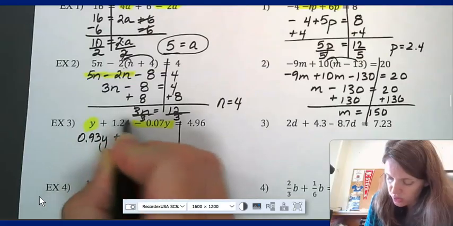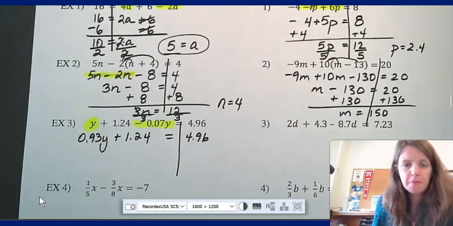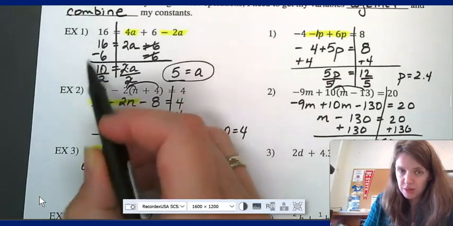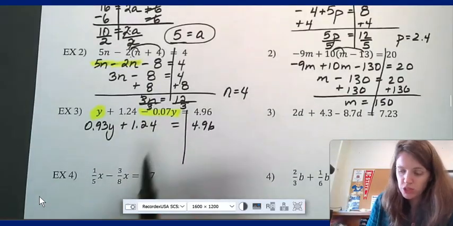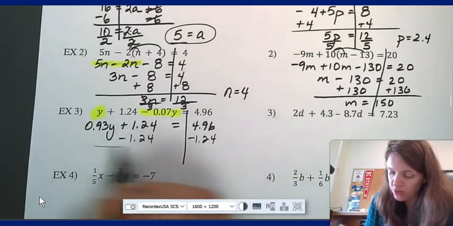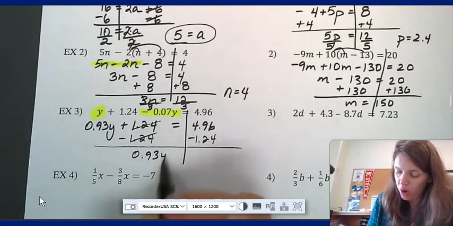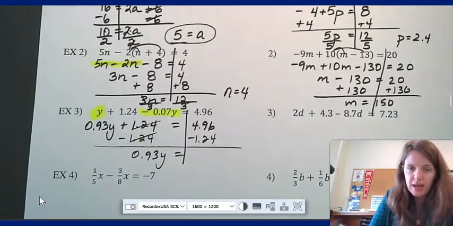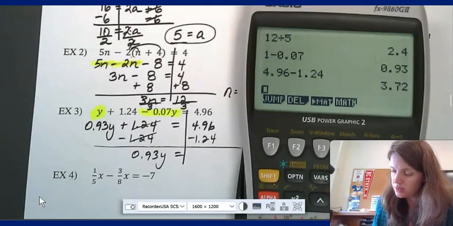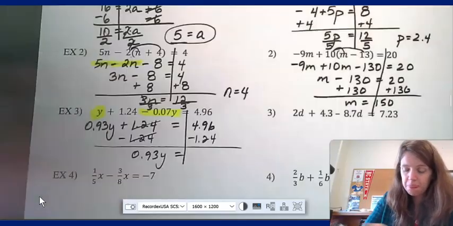And I still have, I didn't use this, so I'm going to do plus 1.24 equals 4.96. Just like when I had above a positive 6, so I used a negative 6 to move it to the other side. I have a positive 1.24, so I'm going to use a negative 1.24 to subtract it from the other side. These give me 0, and I'll just have 0.93y left on the left side. I'll happily use my calculator to make sure I'm doing the decimal subtraction correctly, and I should get 3.72.